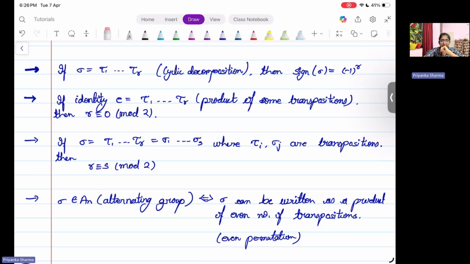We saw that a given permutation can be written as two different forms of product of transpositions. So suppose sigma is tau 1 up to tau r. This is the first transposition decomposition, we can say. And another one is sigma 1 to sigma s, where this tau i and sigma j are transpositions. So r will be congruent to s modulo 2.